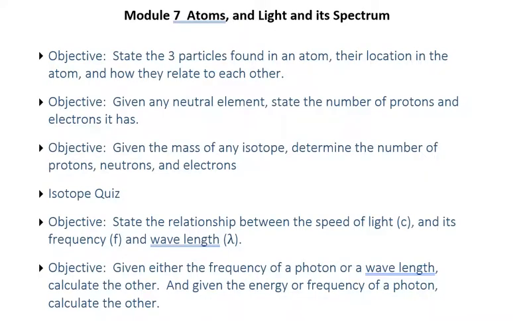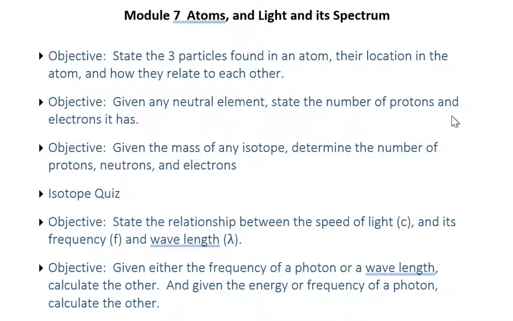Okay, so we have gone through our objectives. You now will be able to tell me the 3 particles found in an atom. There are protons and neutrons in the nucleus, and an electron in orbit around the nucleus, and the electron has a negative charge. The electron has a -1 charge. The 1 is the charge. The proton has a +1 charge, as opposed to a +2, and the neutron has no charge whatsoever.